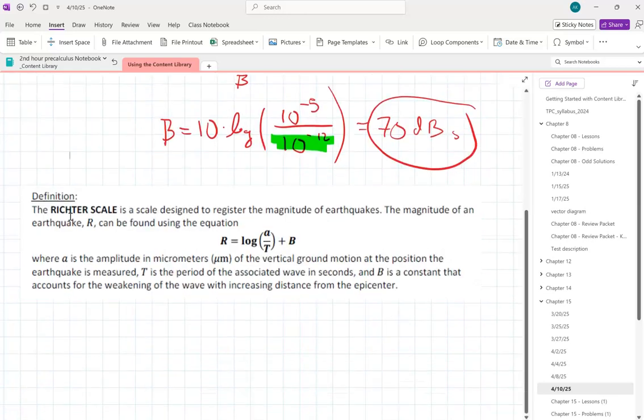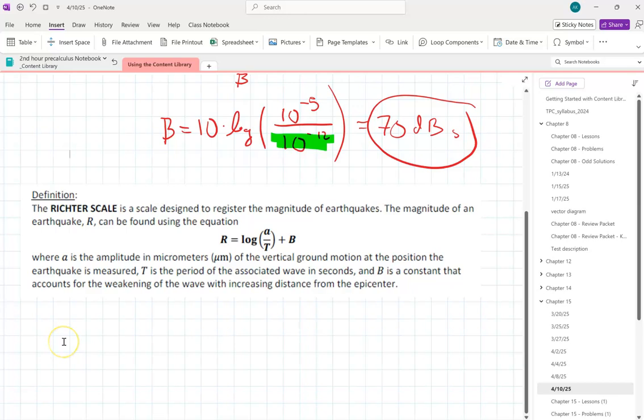And the next one we'll talk about is the Richter scale. That's how we measure the severity of an earthquake. Earth science people are probably familiar with the Richter scale. The magnitude of the earthquake, R, can be found using the equation R equals log of alpha divided by T plus B, where alpha is the amplitude of the vertical ground motion at the position of the earthquake, like how much up and down the ground is moving.